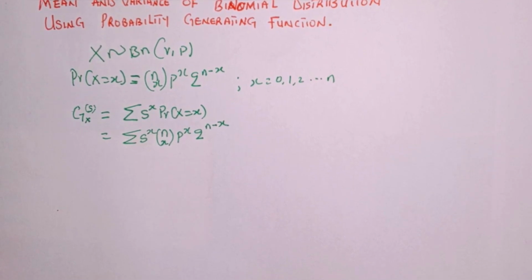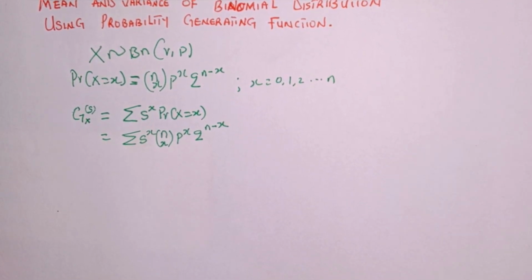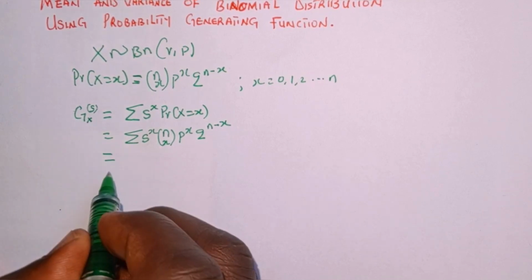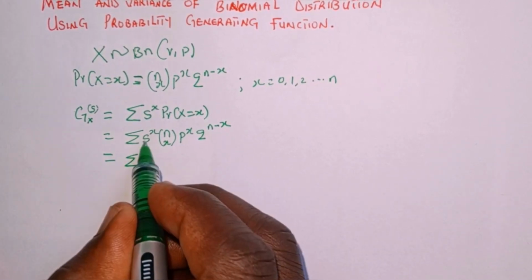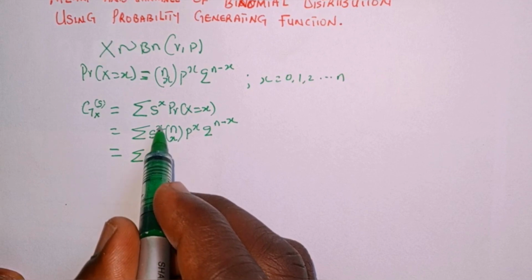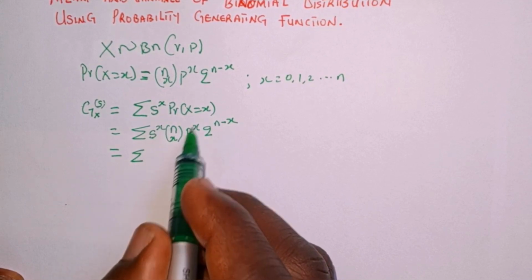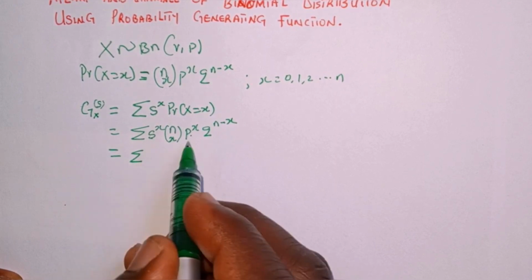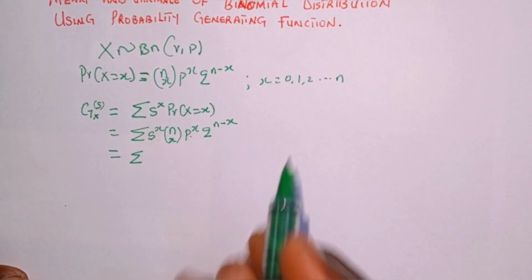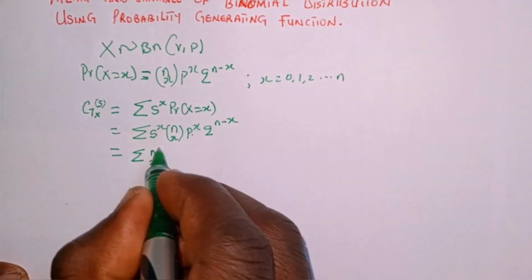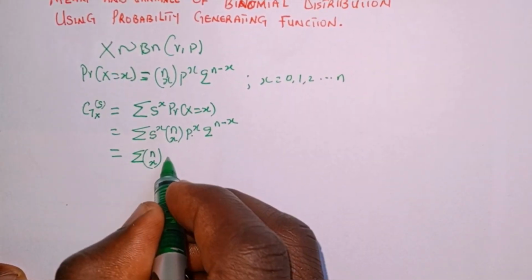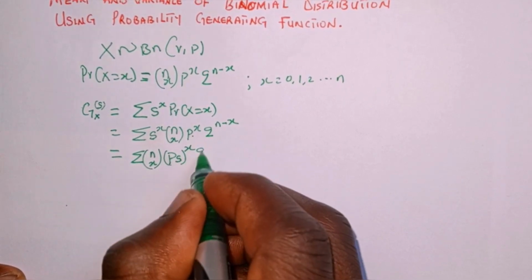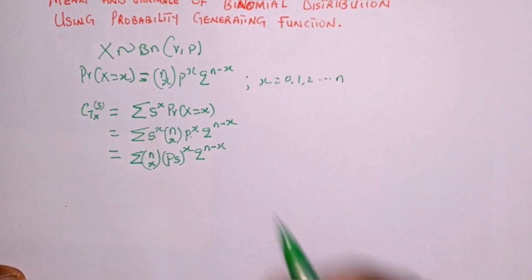So how do we go from here? We have G sub X of s as the summation, where we have s raised to the power of x and p raised to the power of x. Since their powers are the same but the bases are not, we multiply the bases and pick one of the powers. So we have n combination x, then p multiplied by s gives us ps, all raised to the power of x, then q raised to the power of n minus x.